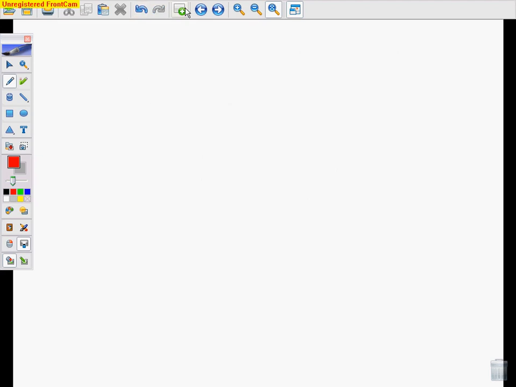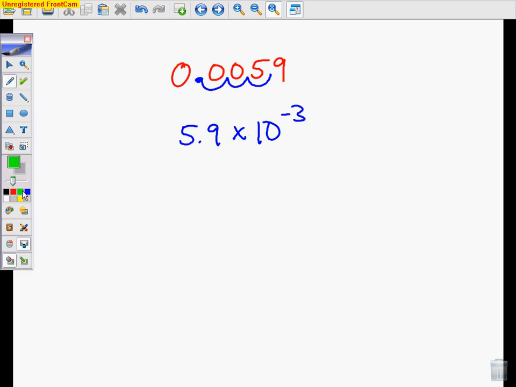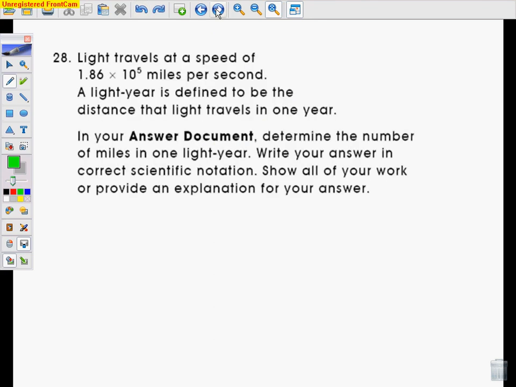Real quick, let's just do a problem that has to do with a negative exponent. If I gave you a number like 0.0059 and told you to write that in scientific notation, once again, you locate your decimal point. Our decimal point is here. And then we count over till we get to a number between 1 and 10. 1, 2, 3. So that'd be 5.9 times 10 to the negative third. Because once again, the original number is less than 1. If it's less than 1, you're going to have a negative exponent. Okay? All right, let's move on.